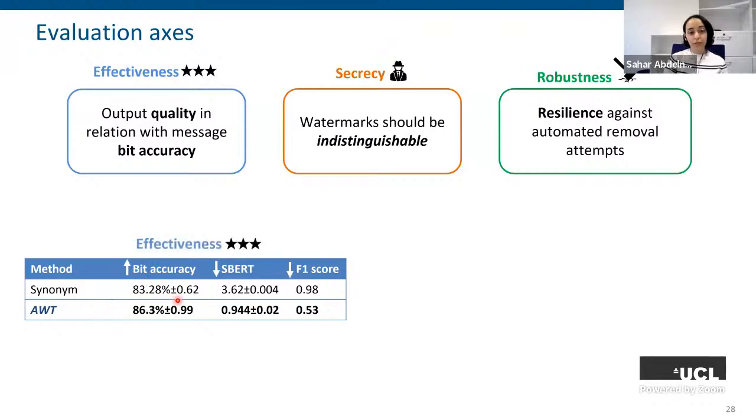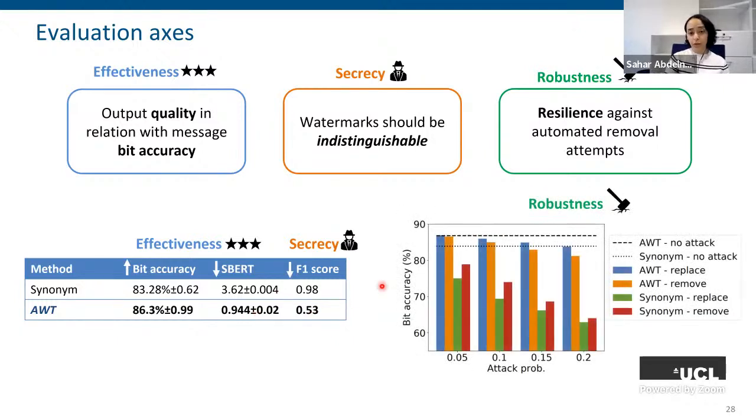So for effectiveness, we achieved a higher bit accuracy and higher semantic similarity between the input and output text. The automated classifiers that were trained to infer whether the watermark is there or not had close to random chance performance, and therefore we had higher secrecy. And for robustness, we also found that the performance of AWT is much more stable than the performance of the synonym substitution baseline under the same attack setup.